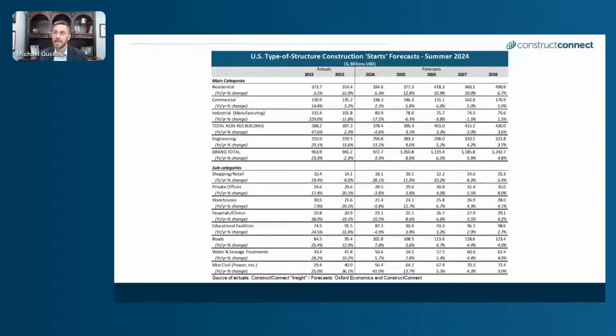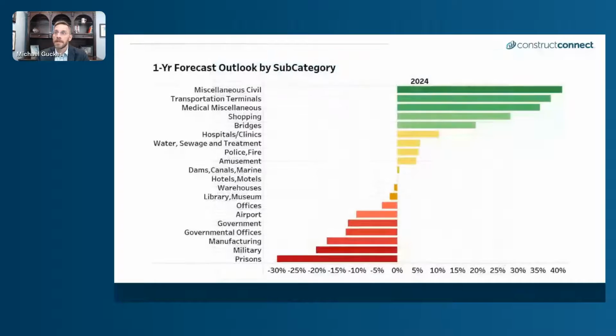And then if we go to the next slide, Paul, I want to share with this group our subcategory outlook. So within the major segments that I just talked about, we can see the dispersion of results here. And I think it's really important to show this because, again, where or how you play in the construction market is going to provide you a very different experience this year, depending on where you're playing, or what you are focused on doing, right?